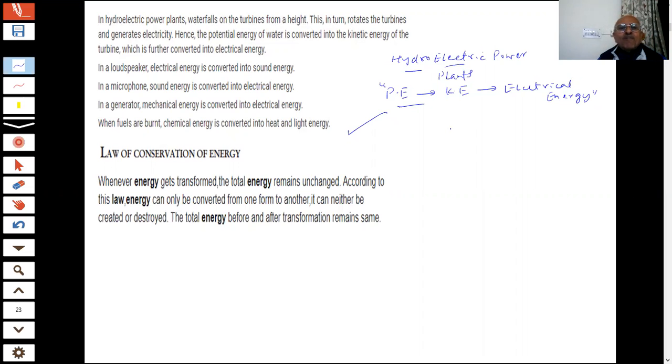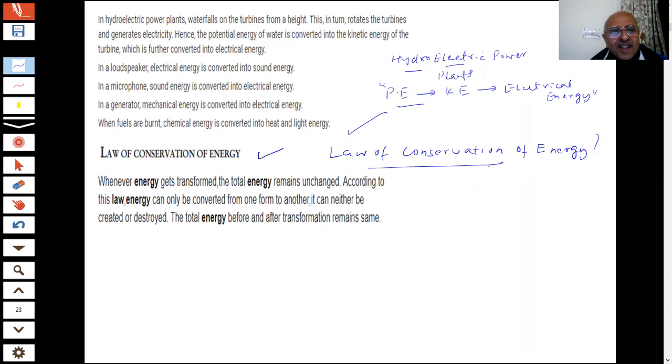That is now important. What is the law of conservation of energy, student? They'll ask you this question in the paper. Give me the definition of the law of conservation of energy. 1 minute for you. Quickly tell me the answer.